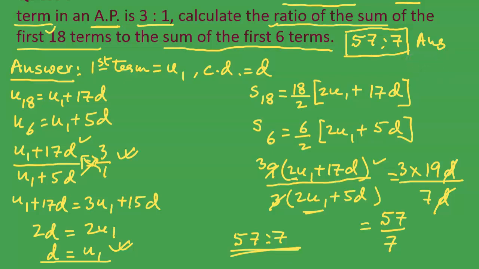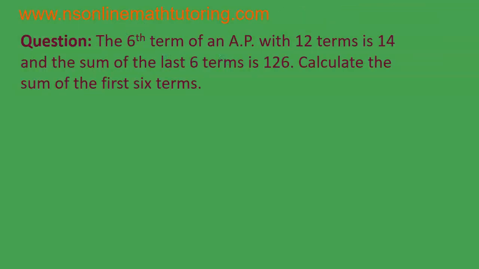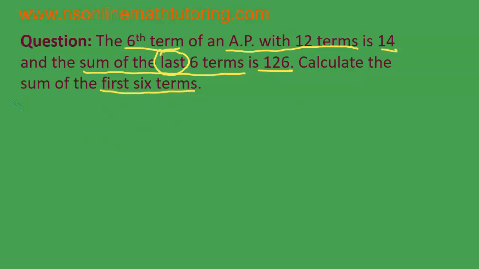Okay. So let us move on to our next question. The sixth term of an AP with 12 terms is 14. So the AP contains 12 terms, and the sixth term is equal to 14. And the sum of the last 6 terms, this is important, last 6 terms, is 126. Calculate the sum of the first 6 terms. Okay, so let's start.